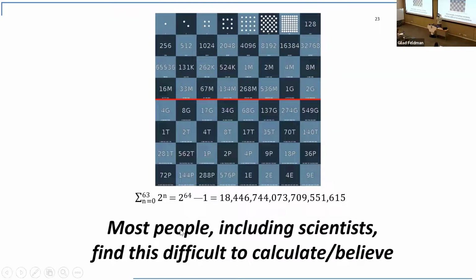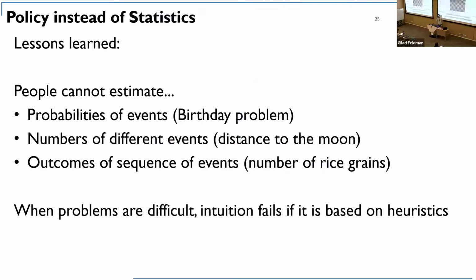But the amazing thing is that most people, including scientists, find this very difficult to calculate or believe. Like, how can this be? It's just a chessboard with 64 squares and it's just a tiny grain of rice. So that's an interesting demonstration of this problem with exponential growth.